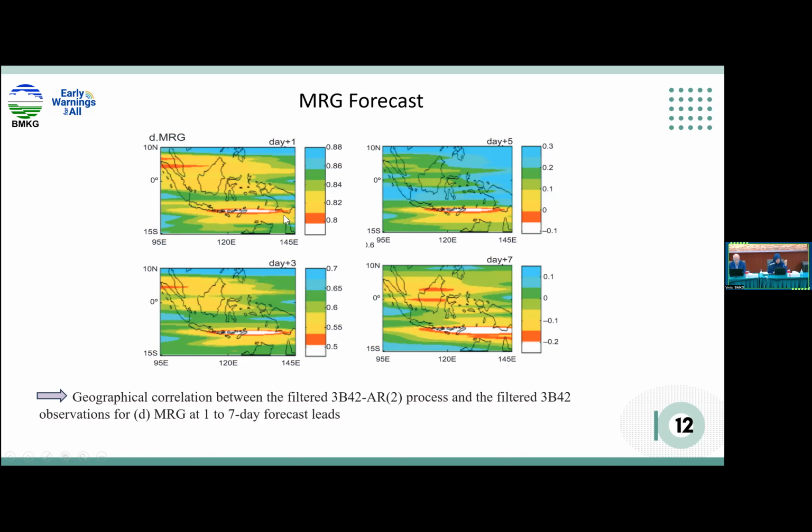We use the correlation coefficient here. And we see that during day 1, the correlation coefficient is higher than in day +2 or lead 7 days. We can also see that the correlation coefficient is lower in the southern part of Indonesia, like in Bali and Nusa Tenggara, and it becomes lower in day +2, +7.